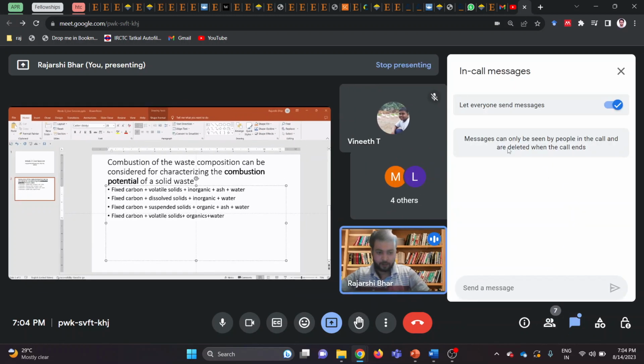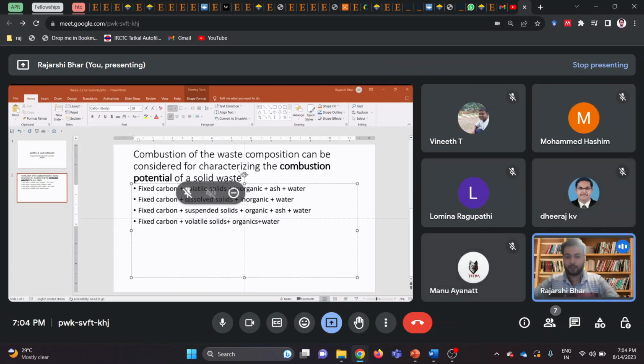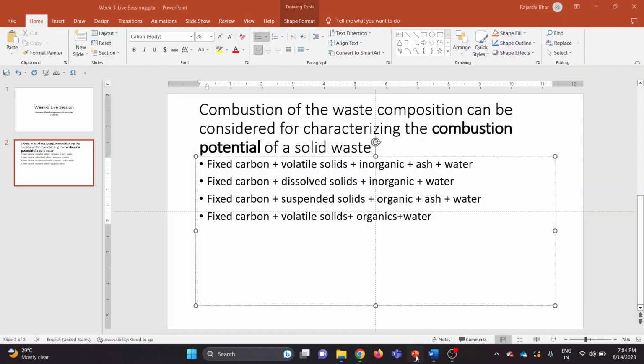Okay, I can see that most of you have selected option A, that is fixed carbon plus volatile solids plus inorganic plus ash and water. Yes, that is absolutely the correct answer. So this is how we characterize the combustion properties of a solid waste. So moving on to the next question.